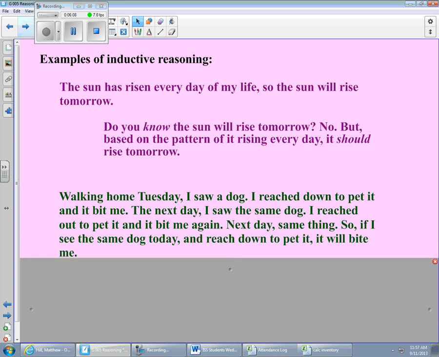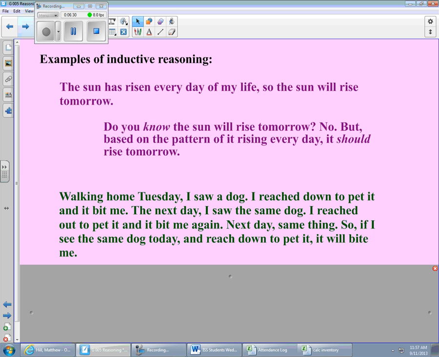Okay. This is one I always kind of throw out there. People always get a kick out of it, but it's absolutely the truth. Walking home Tuesday, I saw a dog. I reached down to pet it, and it bit me. The next day, I saw the same dog. I reached down to pet it, and it bit me again. The next day, same thing. So if I see the same dog today and reach down to pet it, it will bite me.